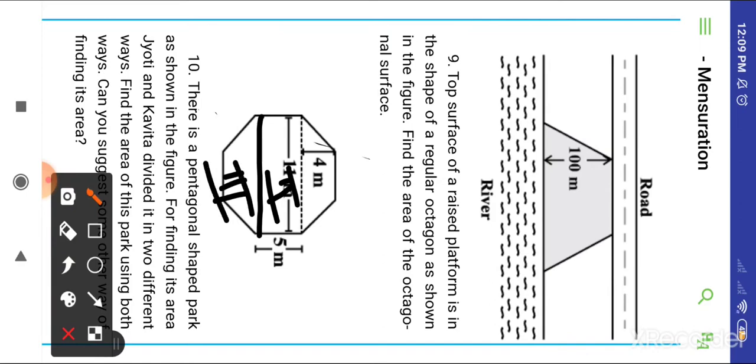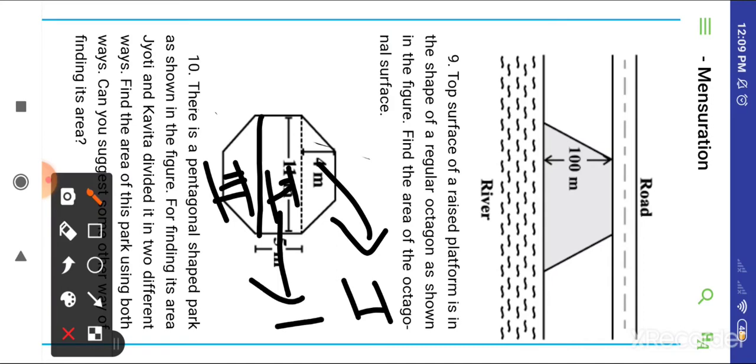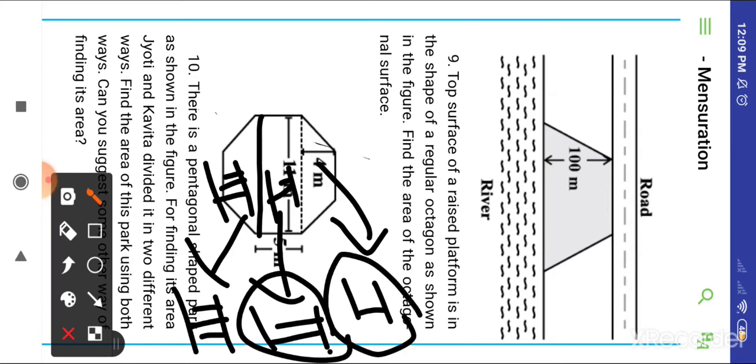So for solving this question, first we have to find the area of this trapezium shaped region and the rectangular shaped region, and after that again this trapezium shaped region. After adding all the three regions, we have the area of this octagonal field. So you can do this question by yourself. Now move to the next question.